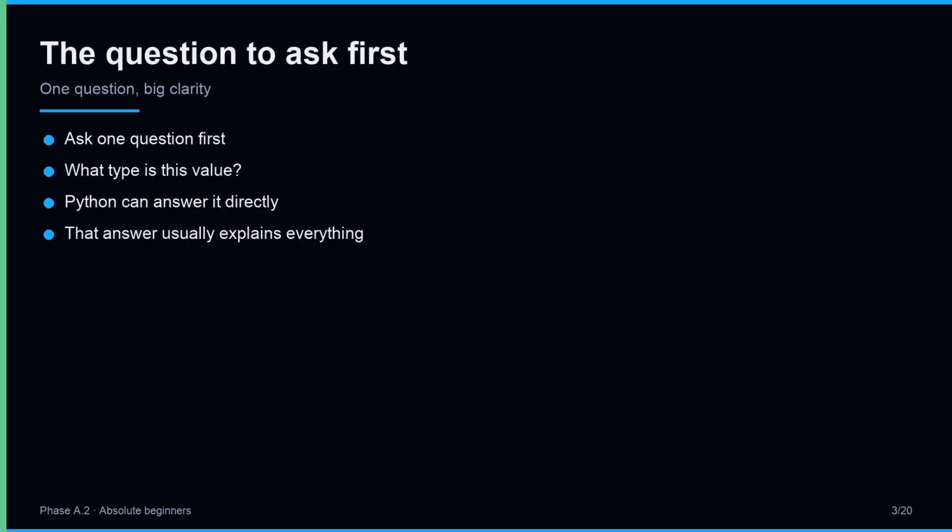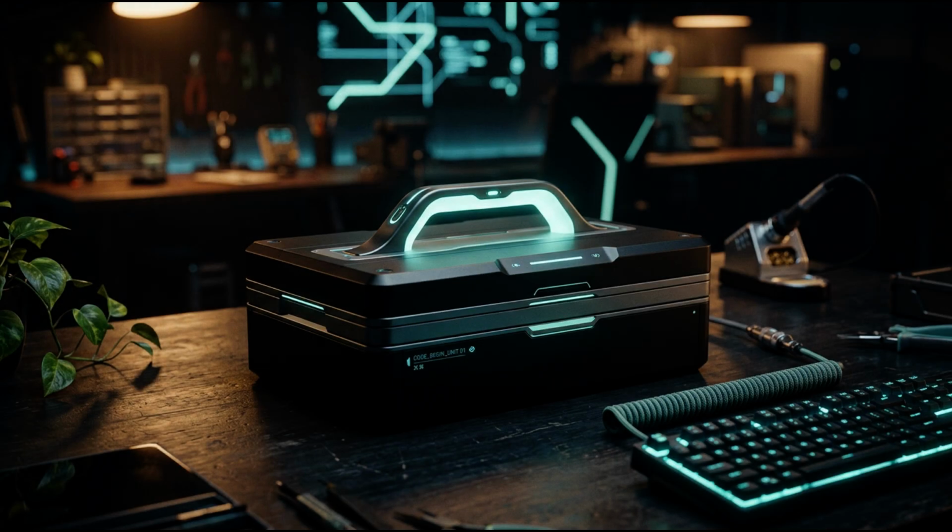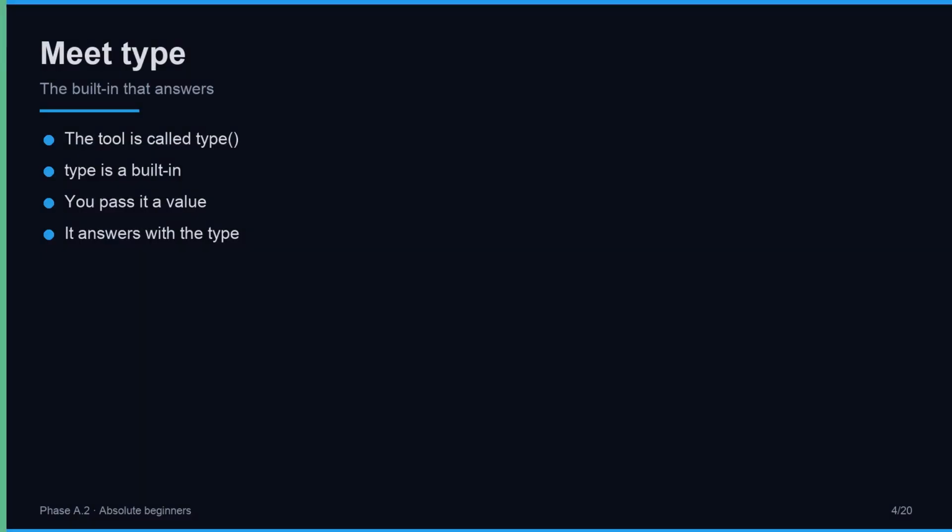The single best question. Imagine a row of closed boxes. You cannot see inside, but each one is labeled with a single word, what kind of thing it holds. Asking a value for its type is like reading that label. You do not need to open every box to know what is inside. One glance at the label, and you know how to handle it. Read the label. The tool is a built-in called type, written type, with parentheses.